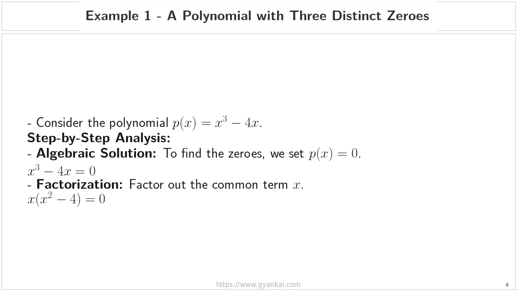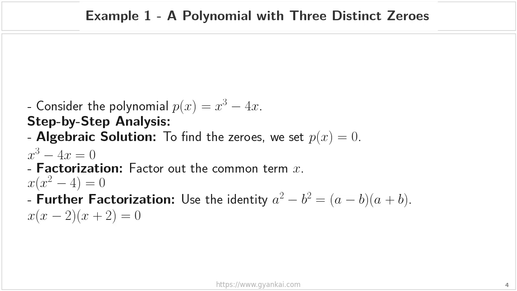Next, we need to simplify this equation using factorization. Looking at the terms, we can see that x is a common factor in both parts of the expression. When we factor out the x, we are left with x multiplied by the quantity x squared minus 4, which equals 0. We can actually take this a step further. Notice that the expression inside the parentheses, x squared minus 4, is a difference of squares. Using our algebraic identity, we can factor x squared minus 4 into the product of x minus 2 and x plus 2. Now our fully factored equation looks like this: x times the quantity x minus 2 times the quantity x plus 2, all equals 0.